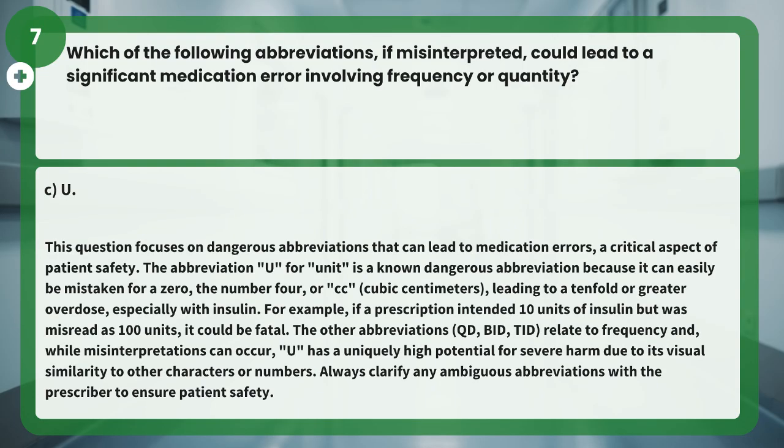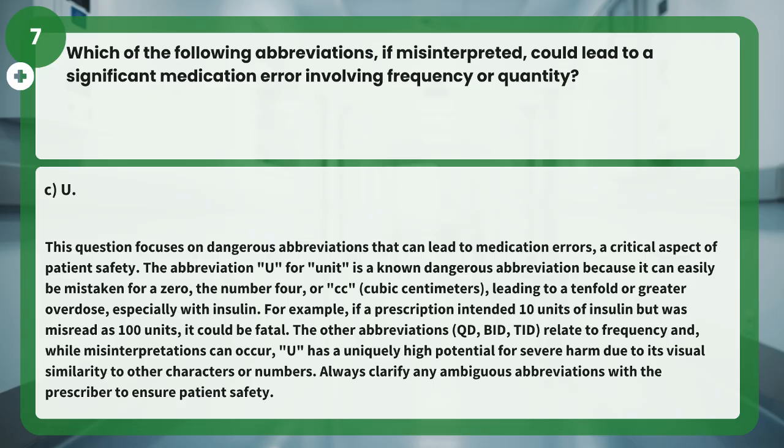Answer C. U. This question focuses on dangerous abbreviations that can lead to medication errors, a critical aspect of patient safety. The abbreviation U for unit is a known dangerous abbreviation because it can easily be mistaken for a 0, the number 4, or cc, cubic centimeters, leading to a tenfold or greater overdose, especially with insulin. For example, if a prescription intended 10 units of insulin but was misread as 100 units, it could be fatal.